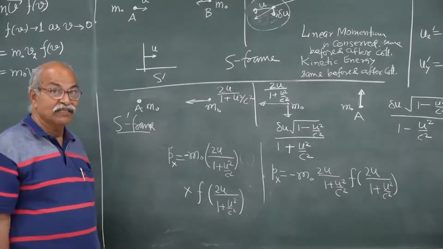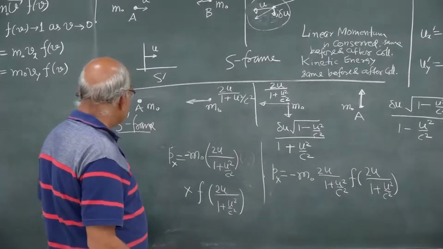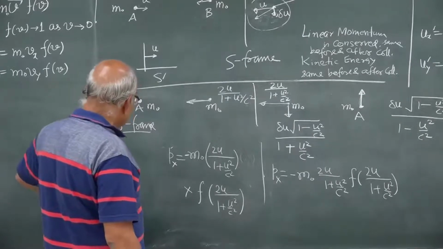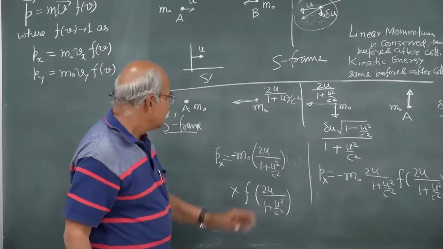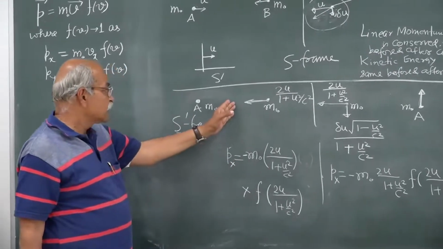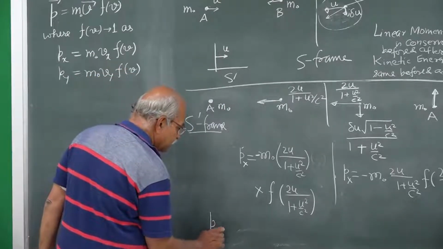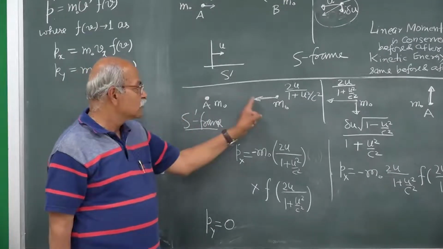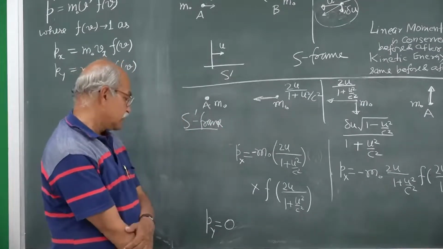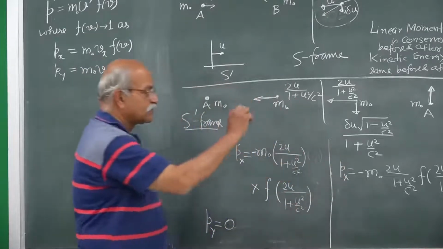Now comes the crucial thing, the y component. For the y component, you can write the momentum in the y direction before the collision, and that is py equal to 0, because this is at rest and this is going in the x direction, the negative x direction. So py is 0 before the collision. What happens after the collision?